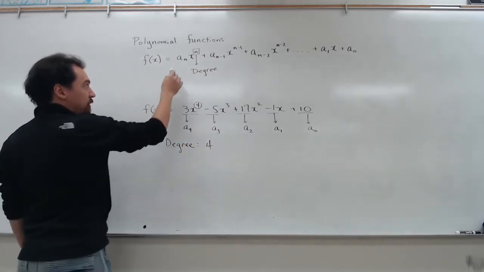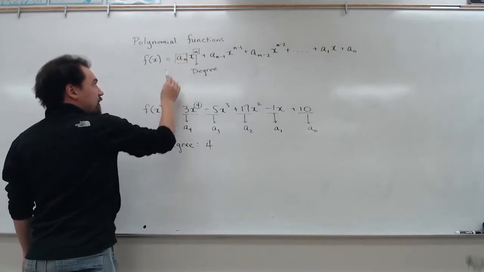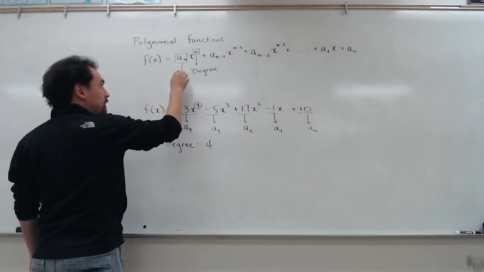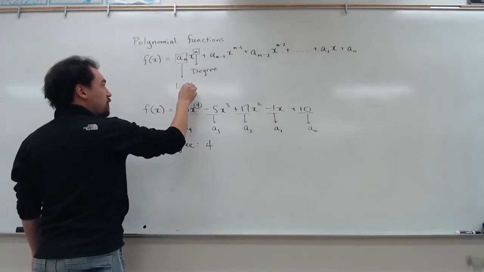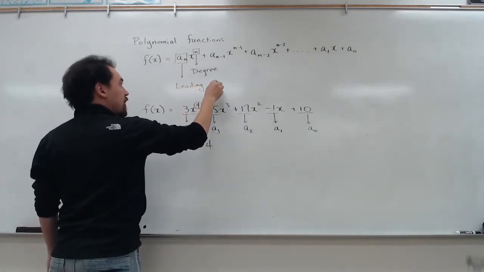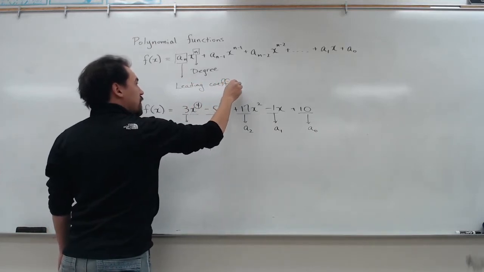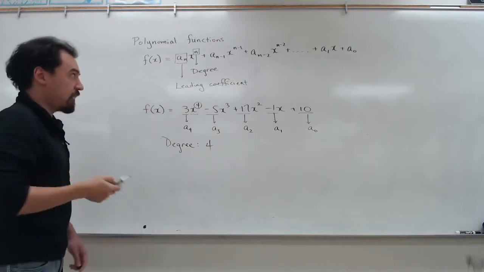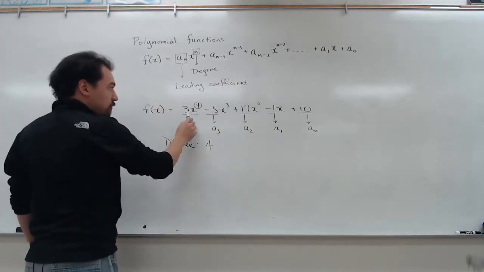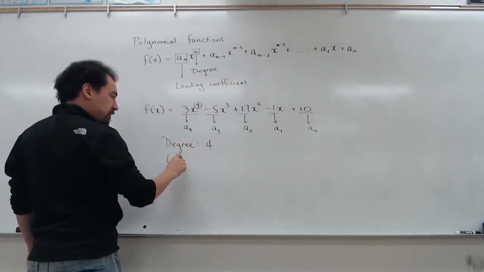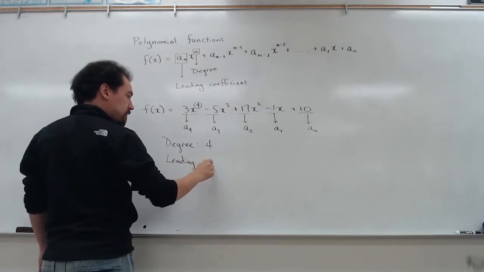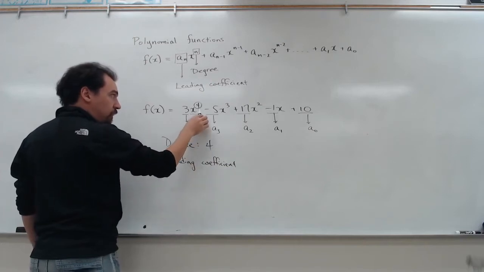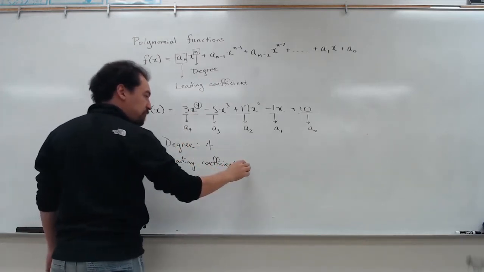The next thing we look at is this a sub n. So that's the coefficient on the biggest power of x. This is what we call the leading coefficient. Leading because when we write the polynomial in this format, it shows up first, and coefficient because it is a coefficient. So in this case, the leading coefficient is going to be the coefficient on the highest power of x, so that would be 3.